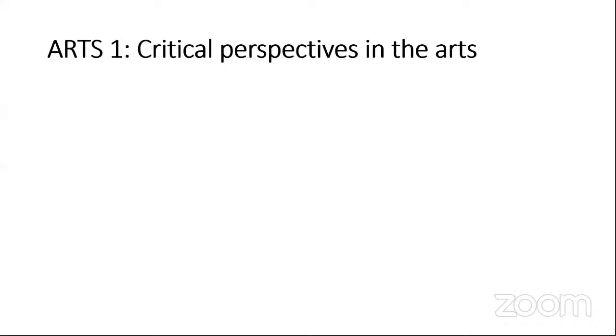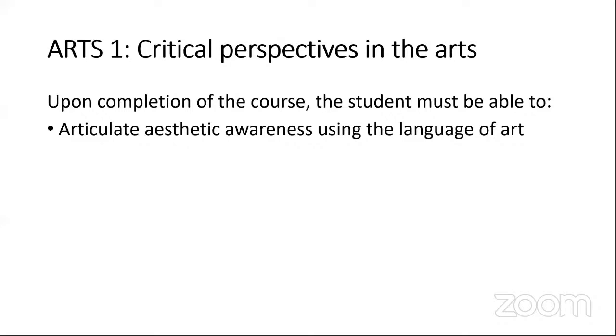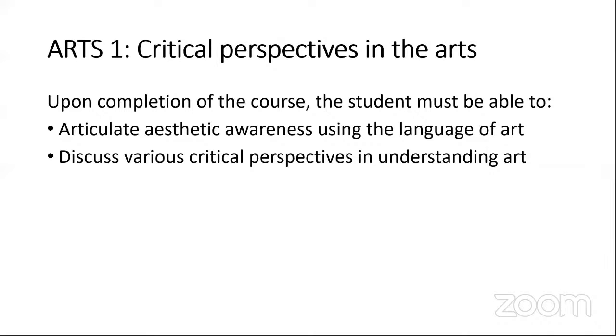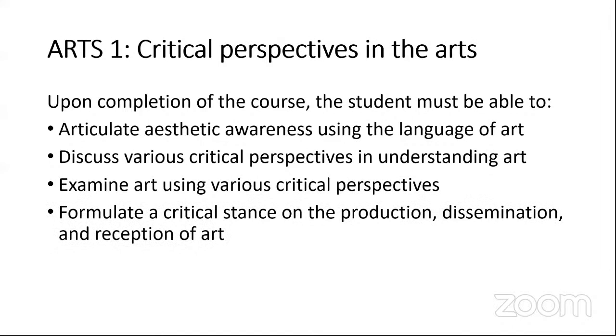Here are the course outcomes specific to Arts 1, Critical Perspectives in the Arts. Upon completion of the course, the student must be able to articulate aesthetic awareness using the language of art, discuss various critical perspectives in understanding art, examine art using various critical perspectives, and formulate a critical stance on the production, dissemination, and reception of art.